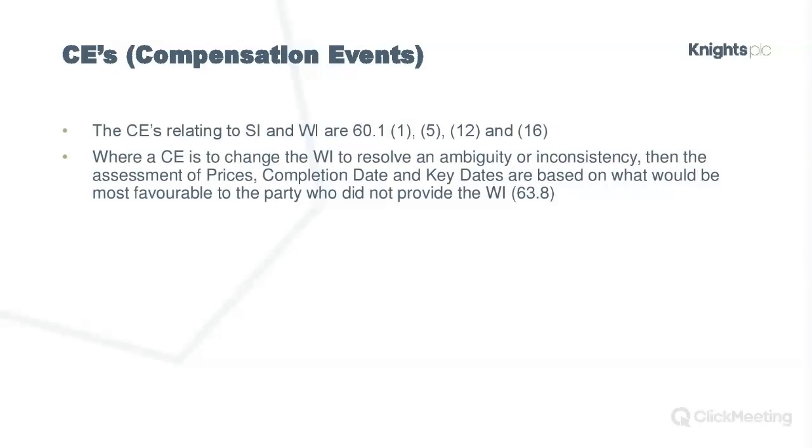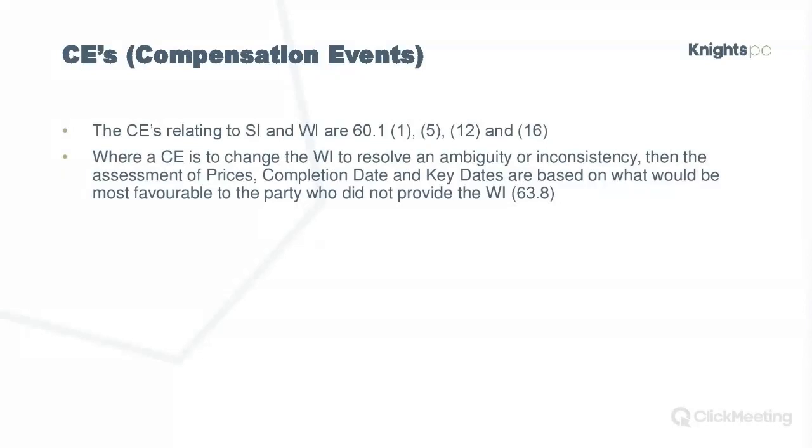Just bear in mind, this is the second bullet point, so clause 63.8 of the contract. I've already touched on this, but what the contract says is that where the compensation event is to change the works information, so it's 60.1(1), that first compensation event, because it's to resolve an ambiguity or inconsistency within the works information.